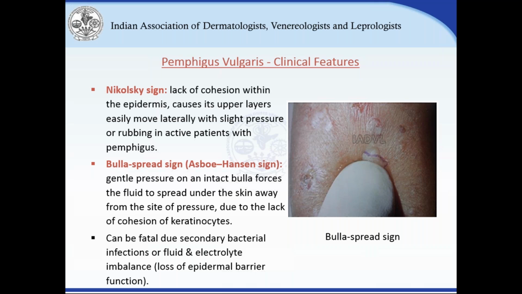Now, if antibodies are already deposited in this particular area, the desmoglein molecules are already gone, so the fluid will easily be pushed to this side. As you can see, the fluid has been pushed right here, and the blister is extending, the bulla is spreading, so it's known as bulla spread sign. In case of Asboe-Hansen sign, in case of a small blister, you apply the pressure directly from the top, because it's very difficult to apply it from one side.